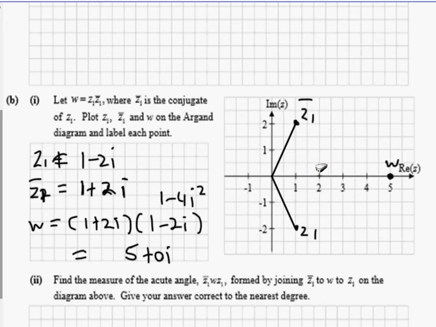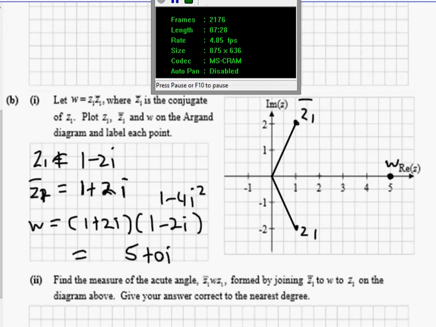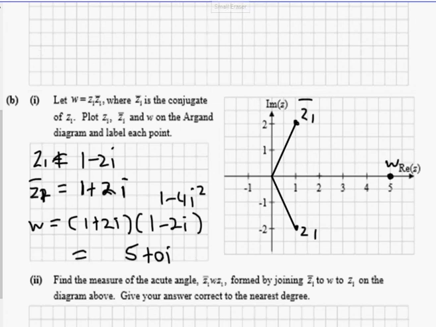When you draw a complex number, for the most part, it's on its own, so it'll just be the 2 points. In the next question, we're asked to get the acute angle of Z1, W, conjugate of Z1. So we have to find that acute angle there.